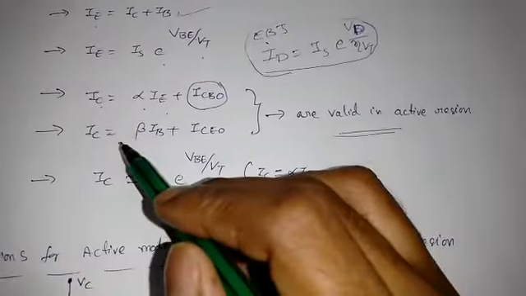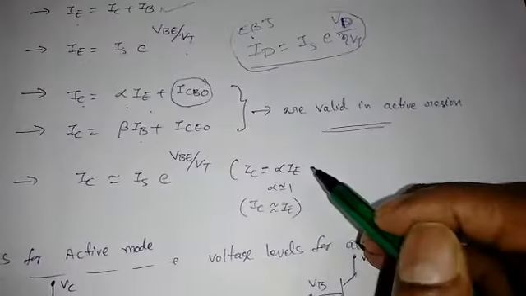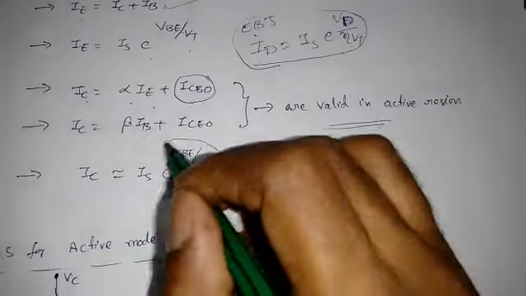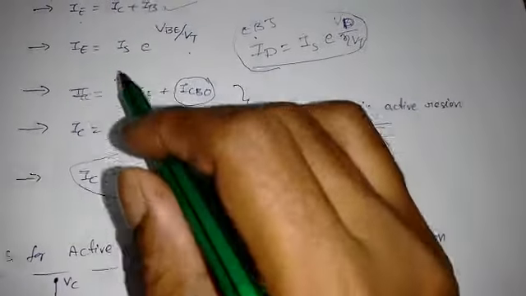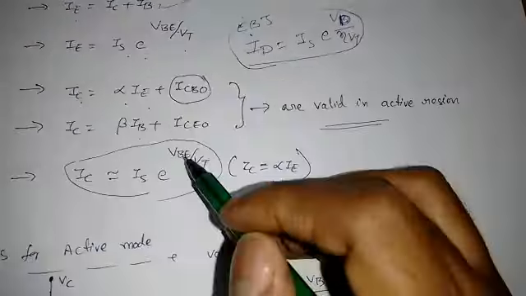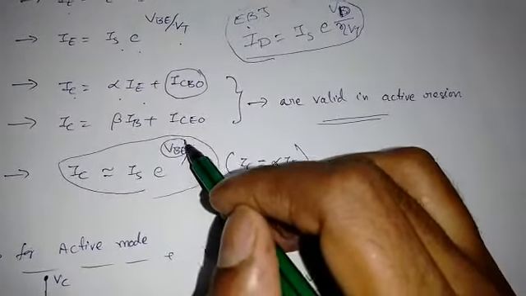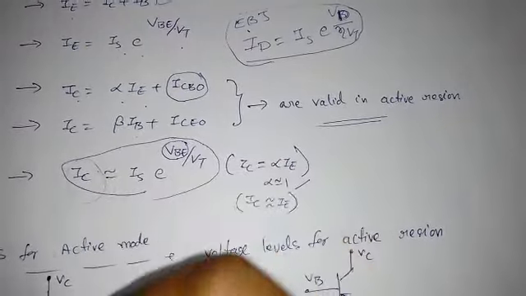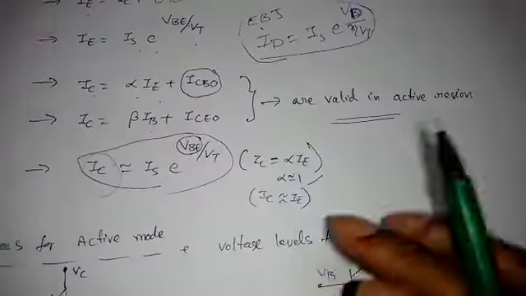Now once we know this, IC is approximately IE, since alpha is approximately 1. So I can write IC is equal to Is times e power Vbe by Vt. That is the reason that if there is a small change in the input base to emitter voltage, you get a large change in the output current, or collector current.